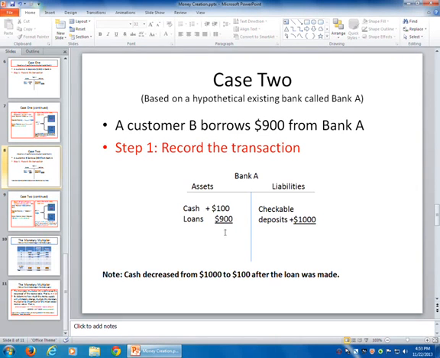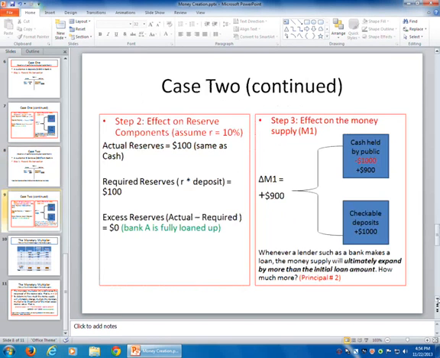And so we add up the assets. The sum of the assets is 1,000. And notice checkable deposits on the liability side didn't change. Still 1,000. The bank is still liable to customer A for the $1,000 that he or she put into their account. So both sides balance. The assets will be 1,000. The liabilities will be 1,000. All we've done is reshuffle the structure of the assets. Cash dropped from 1,000 to 100, and loans increase from 0 to 900. Alright, and then we go to the next two steps.